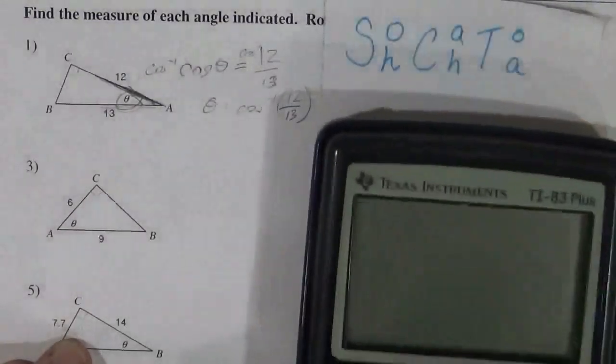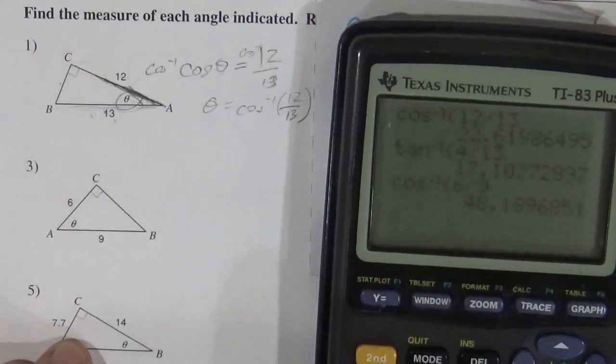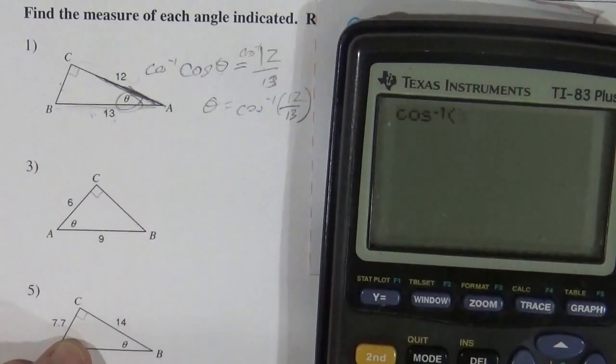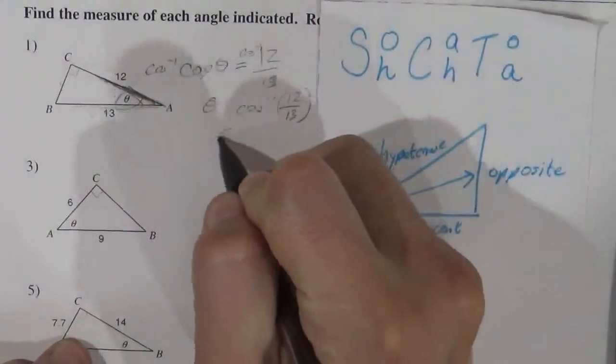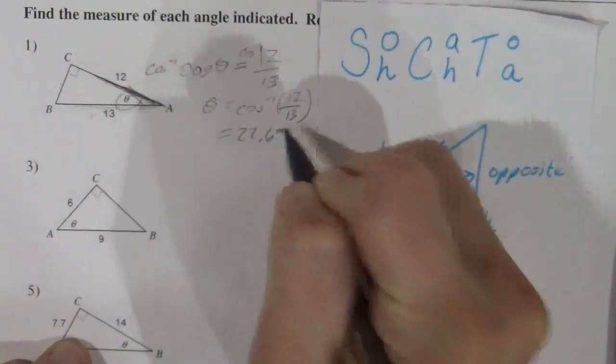So if I take my calculator, usually on calculators it's second, cosine, 12 divided by 13, and we get 22.6 degrees. So the angle is 22.6 degrees.